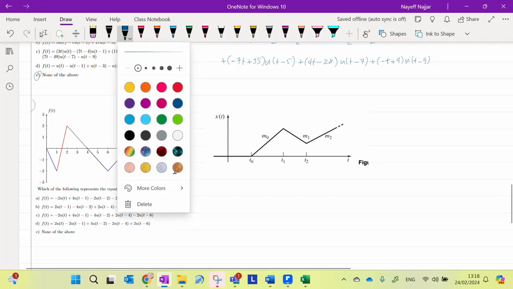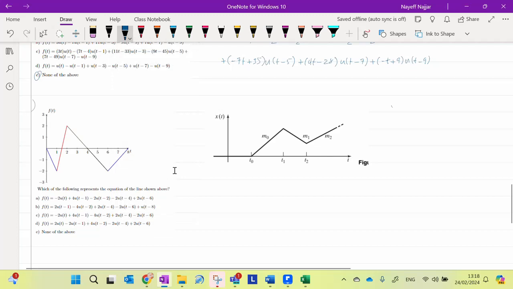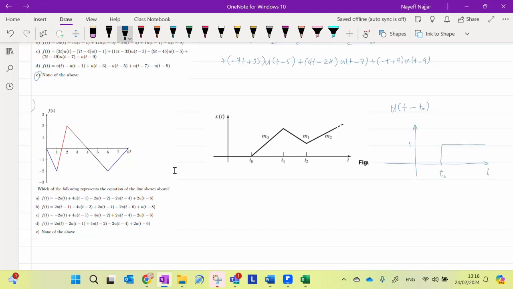The unit step function looks like this. U of t, let's say it is shifted by some constant, u of t minus t0. It starts at t0, and it is 1 when t is more than t0, 0 otherwise. So this is the unit step function, and I want to write the equation of this line using the unit step function.